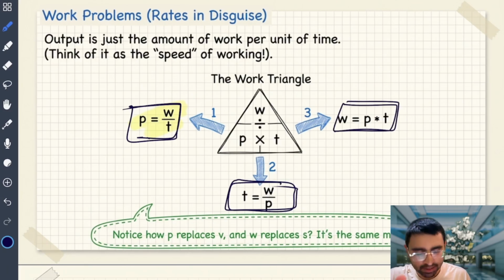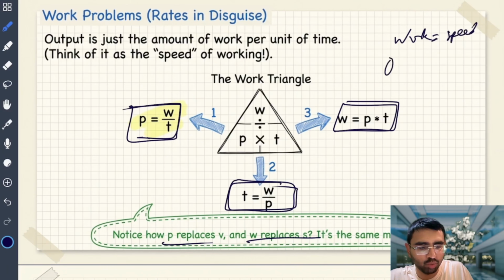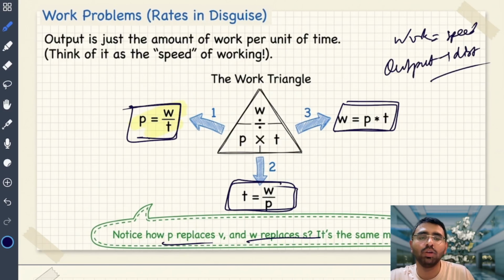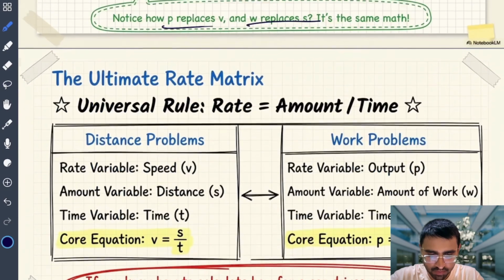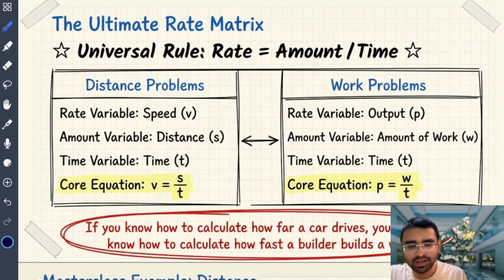Okay, so here P replaces the V and W replaces the S. Work is speed and output is distance. So you have to just put the variables in the same formulas. It will give the work formulas. Next is the ultimate rate matrix.